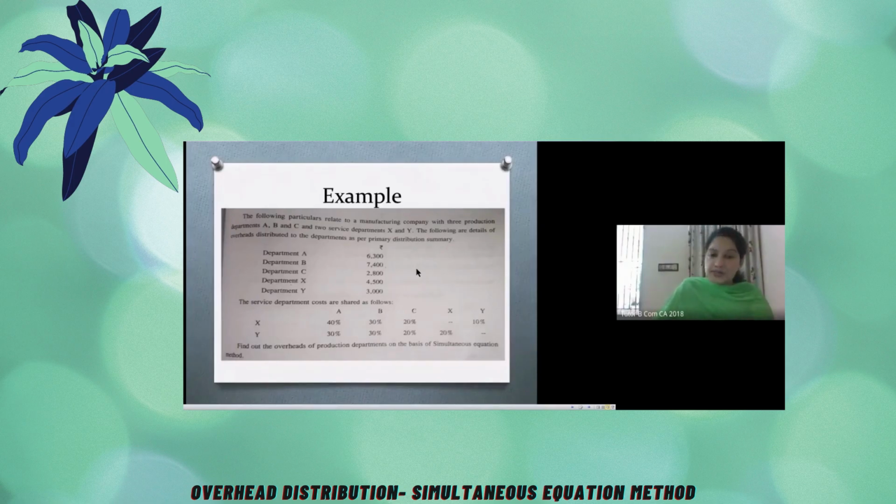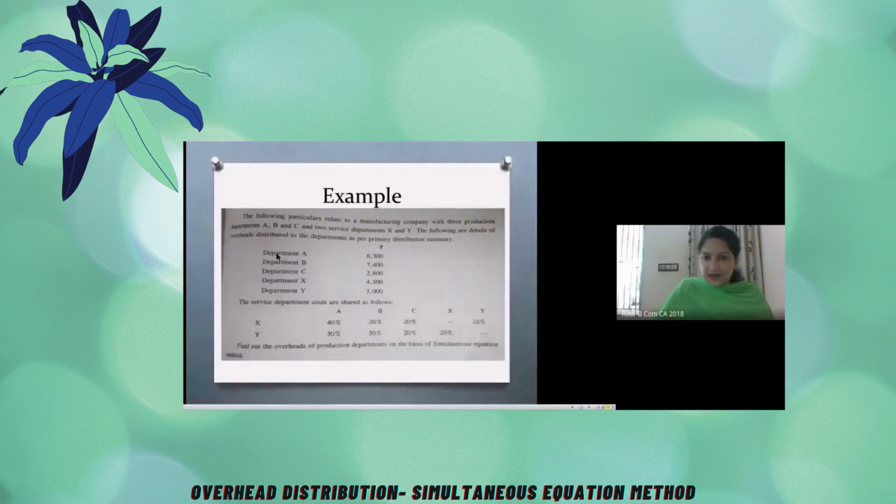From the question we can understand that the service departments are X and Y, and the production departments are A, B, C. So reapportionment involves charging the expenses of service departments X and Y to the production departments A, B, C. It is the same, there is no difference. But how are we charging? In this question, we are doing it with the example of the simultaneous equation method. This is the context.